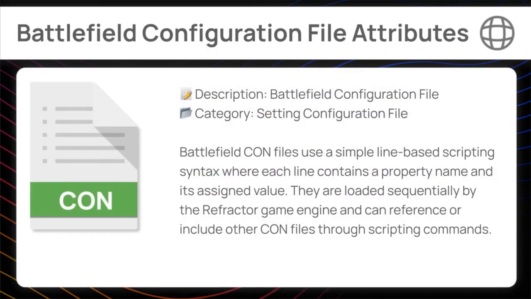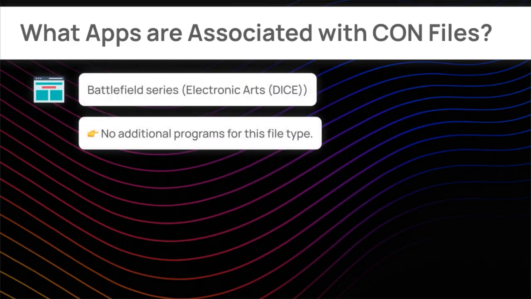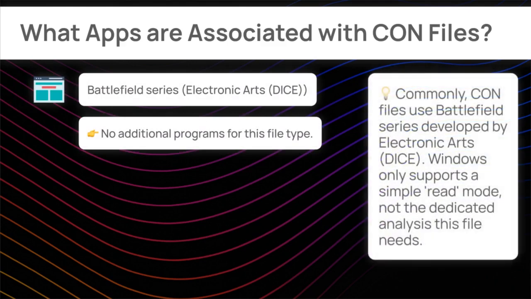its assigned value. They are loaded sequentially by the Refractor game engine and can reference or include other CON files through scripting commands. The direct link for opening CON files is established with Battlefield series from Electronic Arts, DICE. Windows can read the file's external properties, but not the internal data structure. Windows offers visibility into the file, yet only the software knows how each value is used.